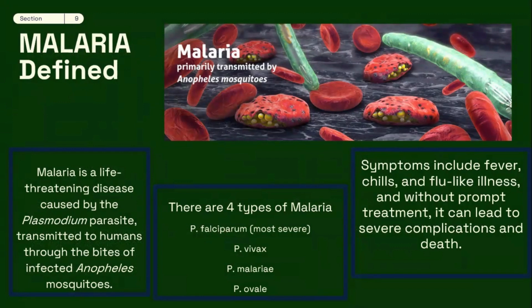According to the World Health Organization, malaria is a potentially life-threatening disease caused by the Plasmodium parasites. There are 4 known types of malaria: P. falciparum, which is the most severe, P. vivax, P. malariae, and P. ovale. Malaria is usually transmitted through the bites of infected Anopheles mosquitoes, which is the female mosquito. The parasite travels from the bloodstream to the liver, where it matures, and then it infects red blood cells, which causes symptoms like fever, chills, or a flu-like illness. Without prompt treatment, malaria can lead to severe complications or even death.